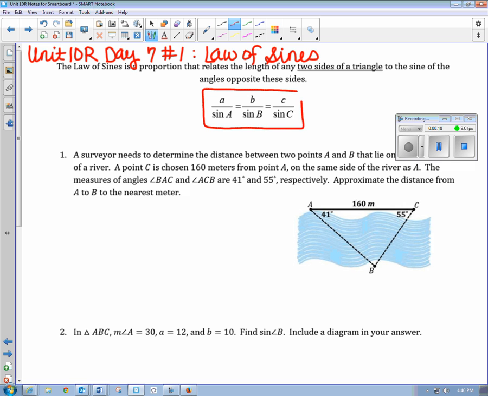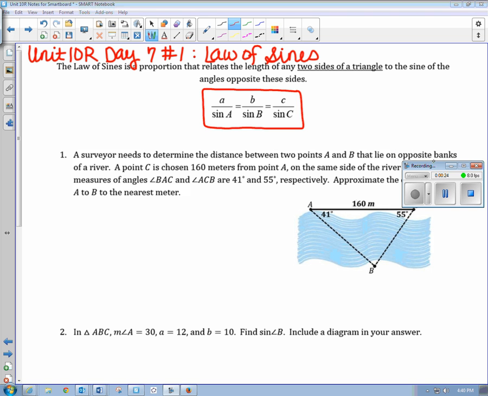So this here is a setup for the law of sines. It's the formula that we're going to use. And sometimes with the law of sines formula, it's actually written this way with sine A over a equals sine B over b equals sine C over c. It really doesn't make a difference because it's a proportion and we're going to cross multiply anyway. You just have to make sure you're consistent. If you have the sides on the top on the left, they have to be on the top on the right.